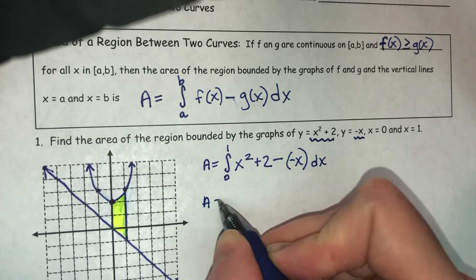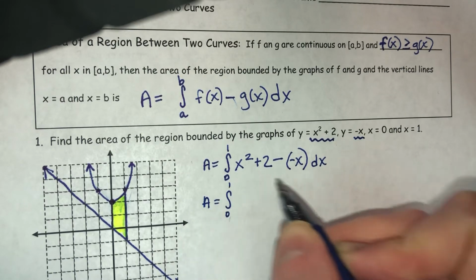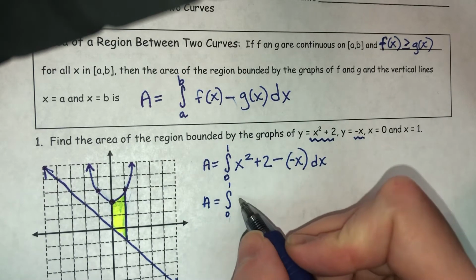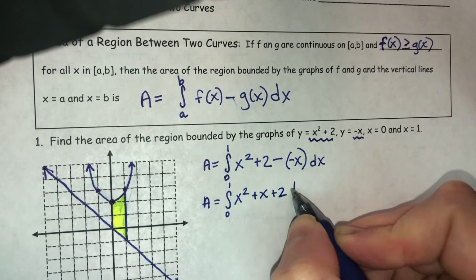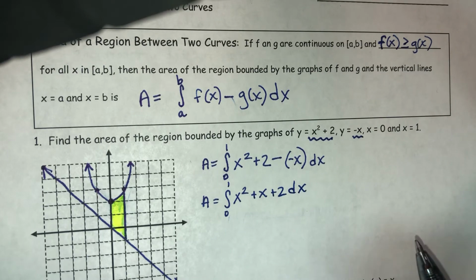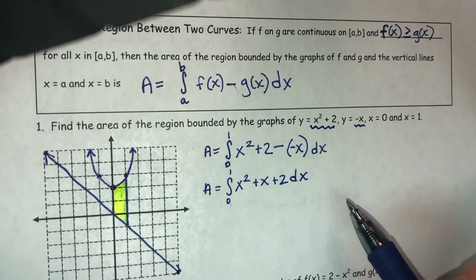So let's just clean this up a little. We don't want all this minus negative stuff. And I kind of like it in order of descending powers of x. So x squared plus x plus 2 dx. So we're going to integrate this from 0 to 1.